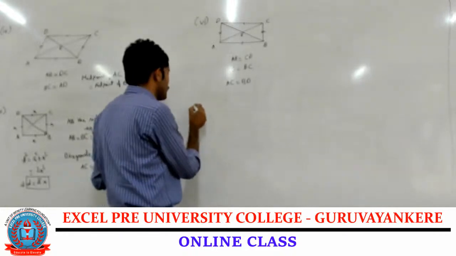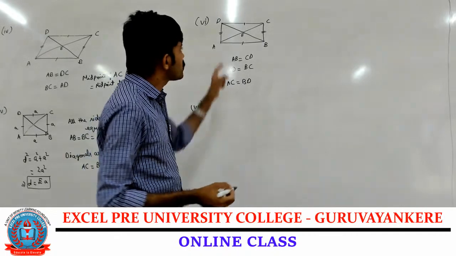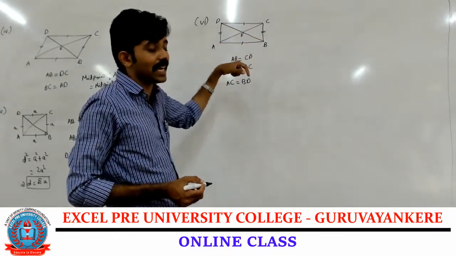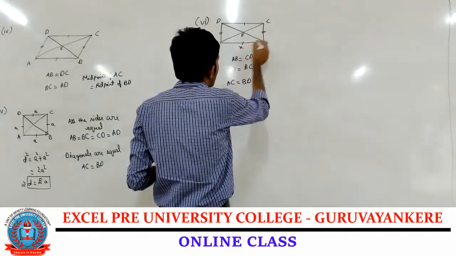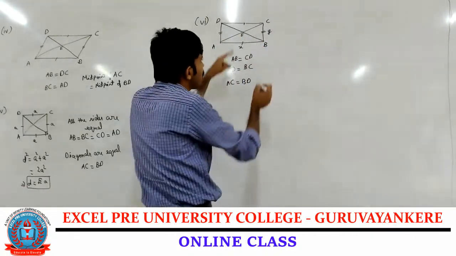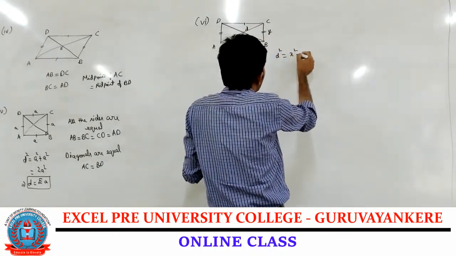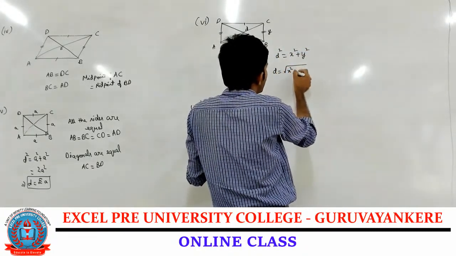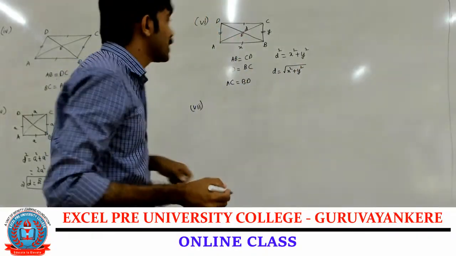Next we have the relationship between the diagonal of the rectangle and the sides of the rectangle. We take x as one side, y as another side. Adjacent sides are x and y. Diagonal is b, the length of the diagonal. Then b square is equal to x square plus y square, or the length of the diagonal is root of x square plus y square.